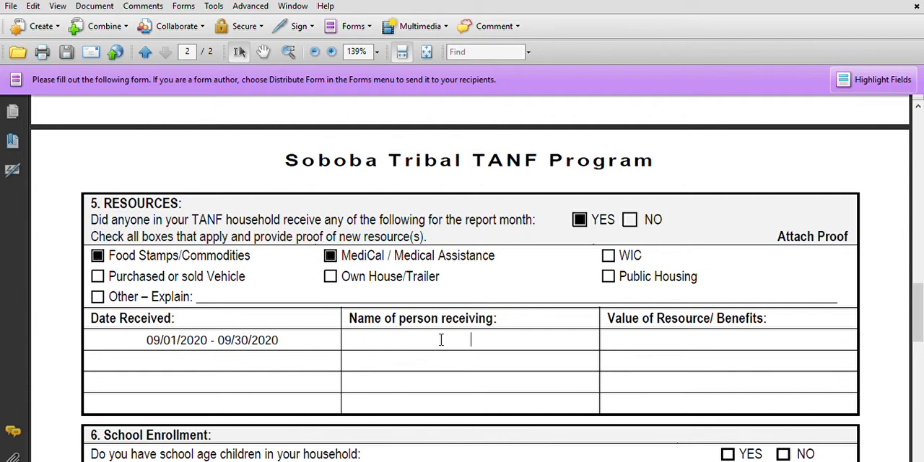Name of person receiving. In this situation, Mickey and his son both get Medi-Cal, so he can just put household. Value of resource, there's no value, or there is a value, we just don't technically know that, so you can just report to me Medi-Cal.